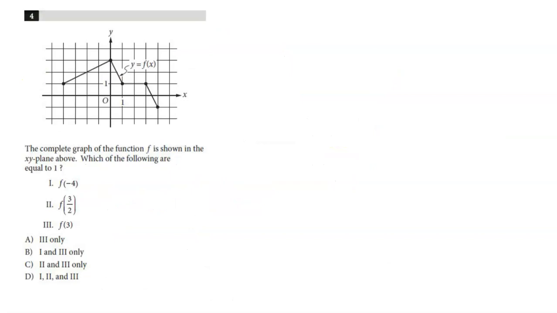Number 4, the complete graph of function f is shown in the xy plane above. Which of the following are equal to 1? So the big question here is, which one of these are equal to 1?